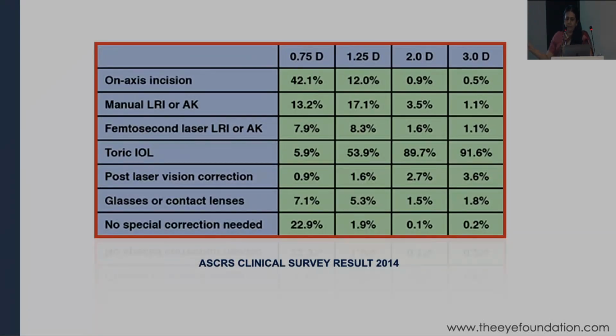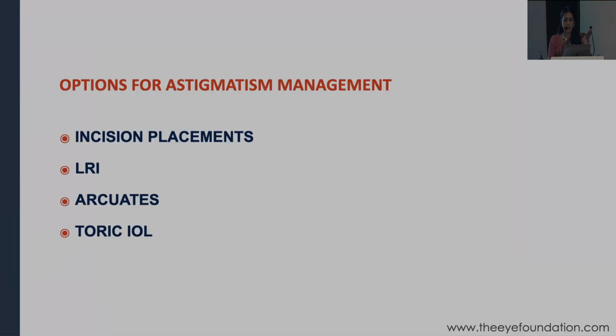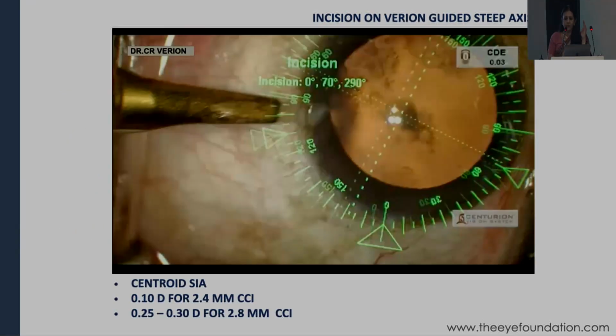So what is the best procedure to correct astigmatism in cataract surgery? This table comes up: either on-axis incision making, or do an LRI or an astigmatic keratotomy, or a toric IOL, or after the surgery, if there's a residual refractive error, do a laser correction or give him contact lenses, or he is happy with glasses. Finally, these are the 4 things which are practiced for astigmatic correction after cataract surgery.